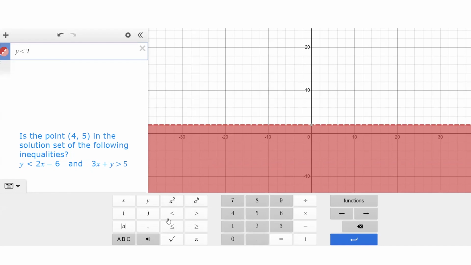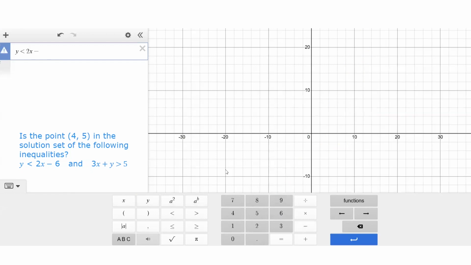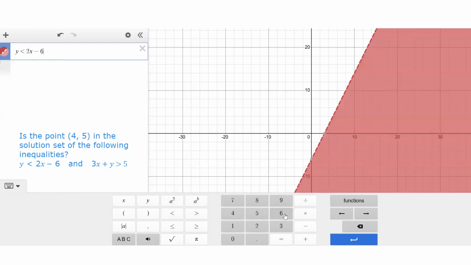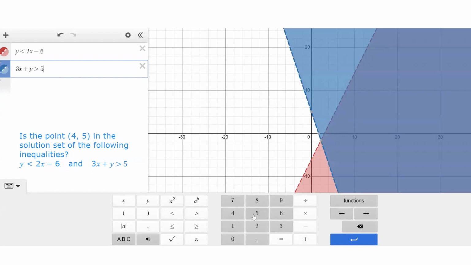Now, 2x minus 6, and there's a graph for that. In order to get another graph, you click this little bar down here, and it just starts over. Now I'm going to type 3x plus y greater than 5, and notice it starts graphing as I type. So there are your two graphs for those two inequalities. If you just had to graph it, there it is.